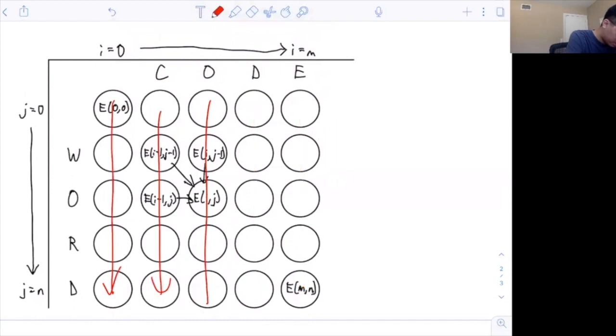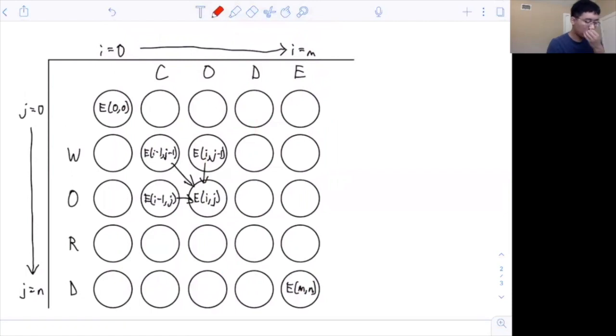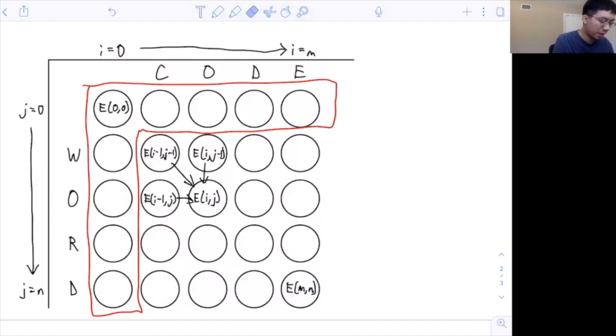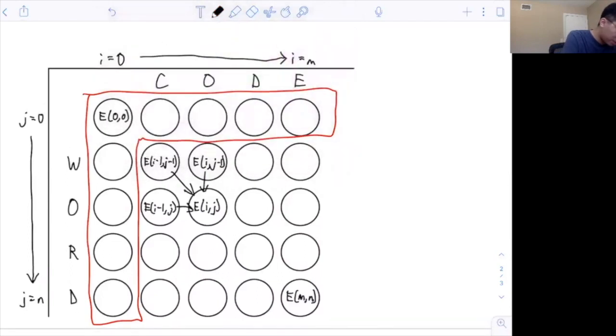So we just need to establish an order, and then we also need to establish some set of base cases. And in this case, the base cases are going to be everything where either i is 0 or j is 0. This is because these problems do not have a smaller subproblem to rely on. So this is a separate case that we'll need to deal with separately.